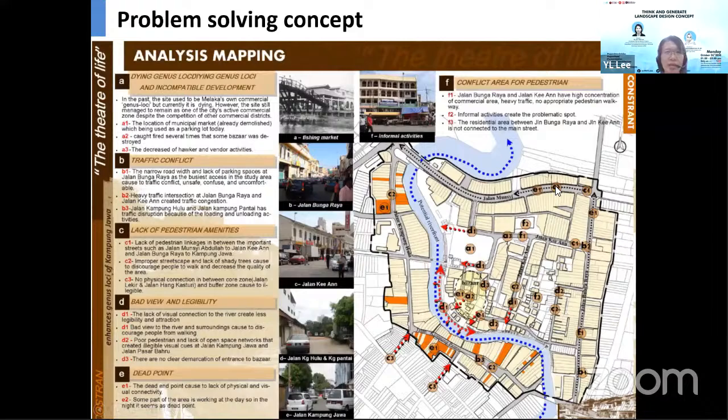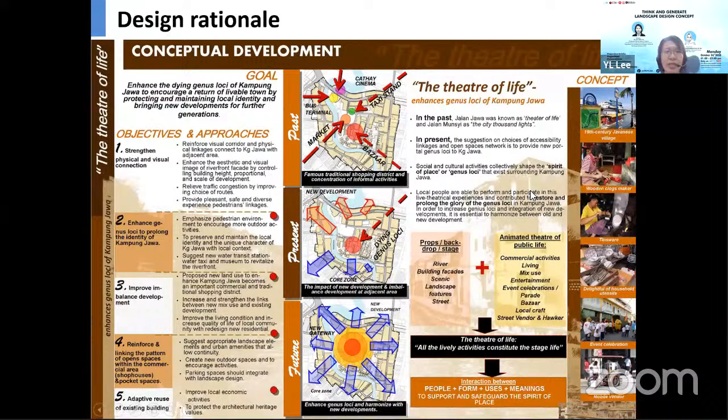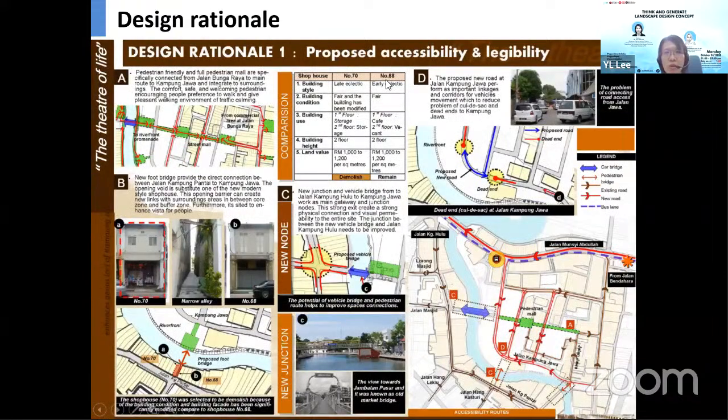Okay, all right. So I start with the design rationales. What is design rationales? If I solve the problem of proposed accessibility and legibility, I need to show the plan of how I'm going to implement it. Do I need to connect with a green space or improve the accessibility?